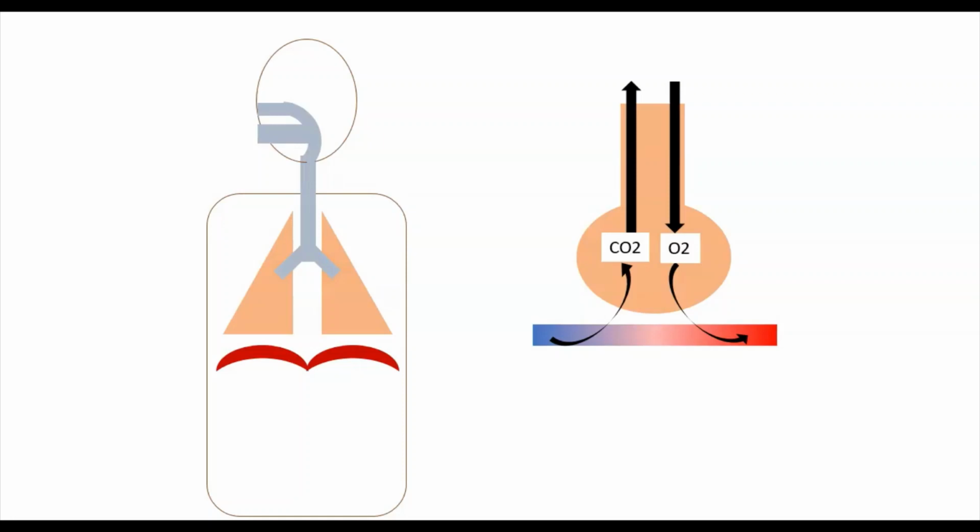Overall, this leads to a VQ mismatch and can worsen hypoxia. So that wraps up type 1 respiratory failure. Now let's talk about type 2 respiratory failure, which is fundamentally different in that instead of being an oxygen extraction problem, the primary problem is in the respiratory or ventilation mechanics, leading to an impaired ability to inhale and exhale, which subsequently leads to hypoxia and hypercapnia respectively.